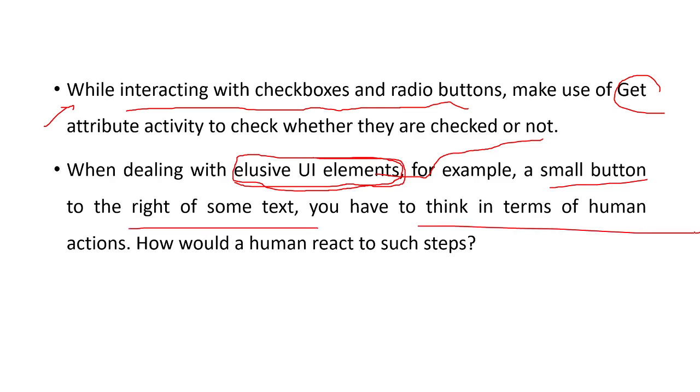you have to think in terms of human actions. Obviously it is true, right? Correct, no? Because the robot has to mimic the actions performed by a human being. That's what the author is telling, that if you are dealing with an abstract UI element where you can't find a proper selector, then you see how the human will perform the actions with respect to that UI element, and then based on that you mimic the actions or copy the actions. Clear? That's what the author is telling.